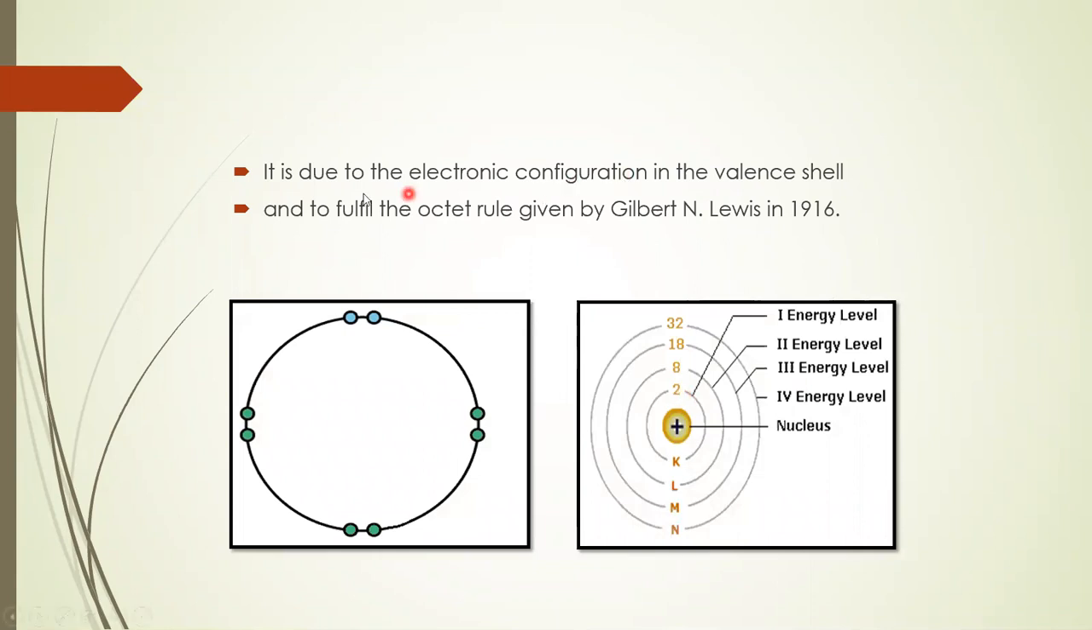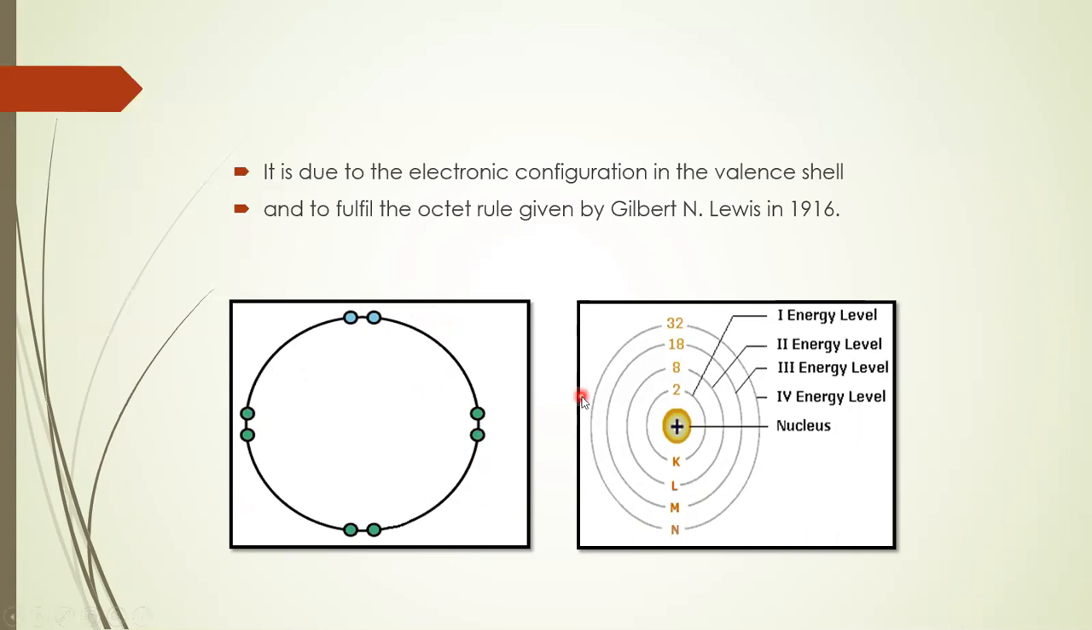Okay, the number one reason that atoms participate together in a chemical bond is due to their electronic configuration in their valence shell. What is the valence shell? The valence shell is the last shell in the atomic structure of the element, and to fulfill the octet rule given by G.N. Lewis in 1916. So what is this octet rule? This octet rule is defined as: an element with 8 electrons in the valence shell, or in the last shell, is most stabilized or is the most stable.